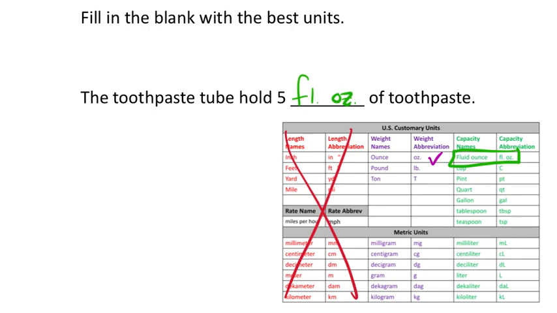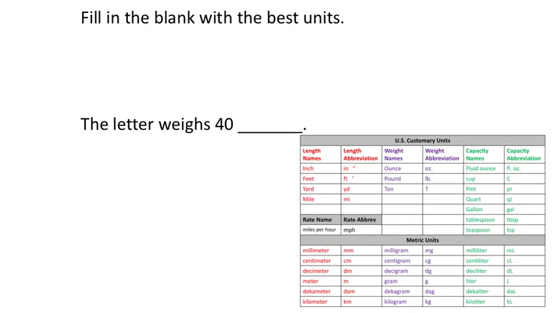Okay. Now again, would ounces work? Yes, it would. But again, since the assignment would be multiple choice, they probably would not put both of these options on there. If they do, just go to your toothpaste tube and see what they say. Are they saying ounces or fluid ounces?